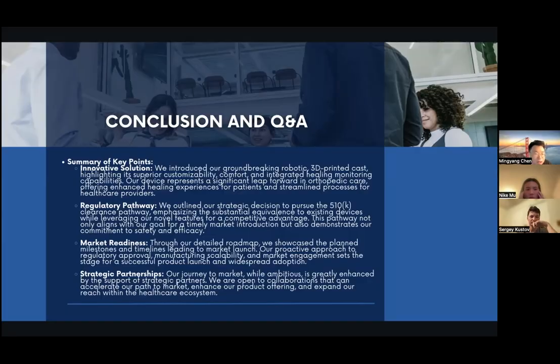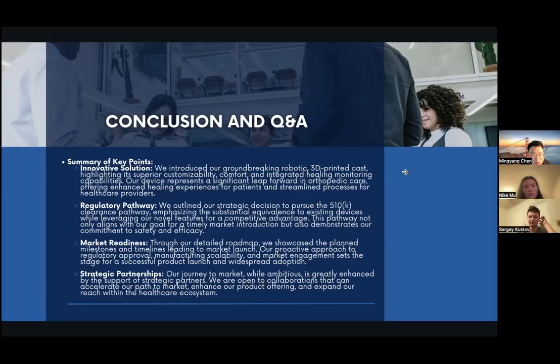So for the regulatory pathway, we outlined our strategic decision to pursue the 510(k) clearance pathway, emphasizing the substantial equivalence to existing devices while leveraging our novel features for competitive advantage. This pathway not only aligns with our goal for timely market introduction, but also demonstrates our commitment to safety and efficacy.